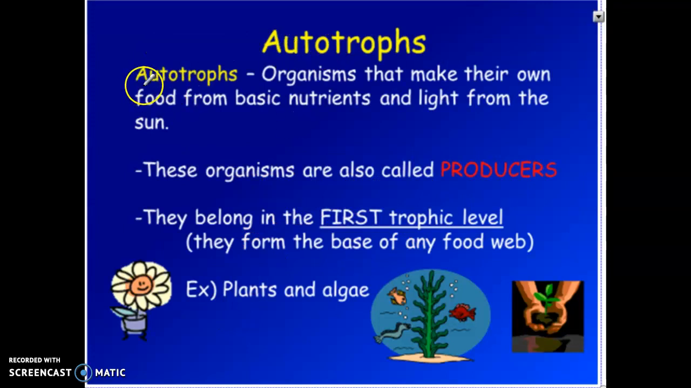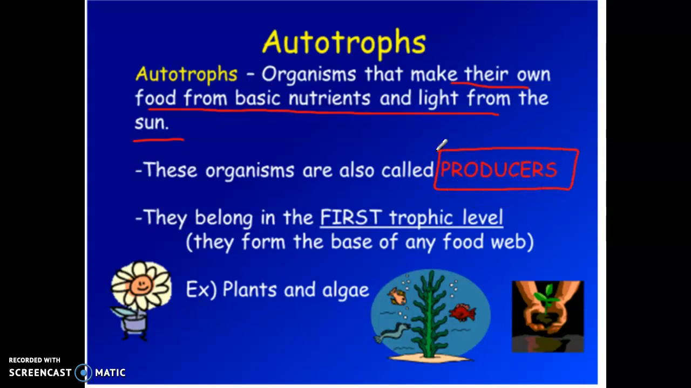So autotrophs are organisms that can make their own food from basic nutrients such as light from the sun, water, and carbon dioxide. Another term that autotrophs fall under, and you may have looked at this in elementary school, is a producer. When you say something is a producer, we're indicating that it produces its own food or its own nutrients. So producer and autotroph mean exactly the same thing. In terms of trophic level, producers are always in the same trophic level. They never change. They are in the first trophic level.